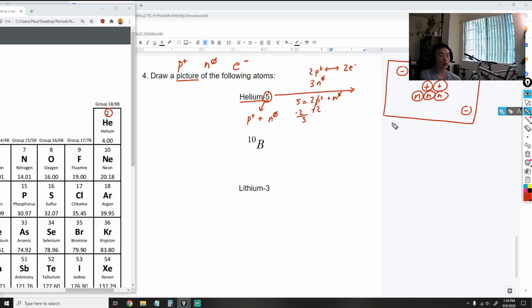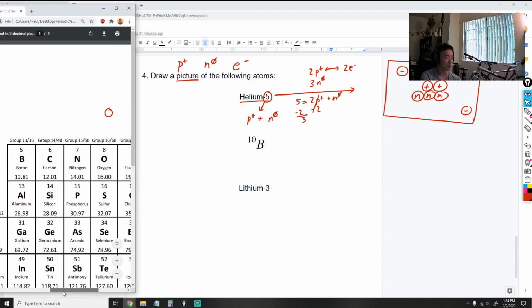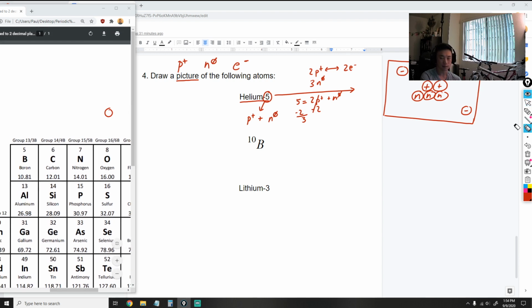All right, so if you feel confident, you can go ahead and try this on your own. But I'm going to be going over it step by step for everyone else, because this is the last set of problems. The next atom that we're looking at is 10B.